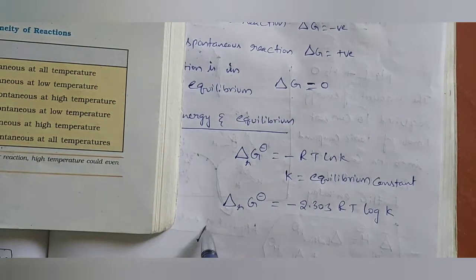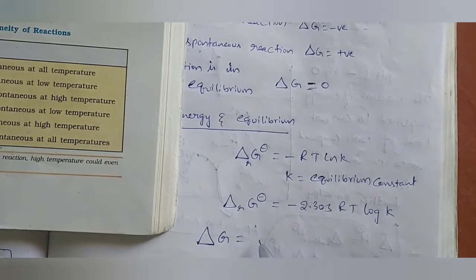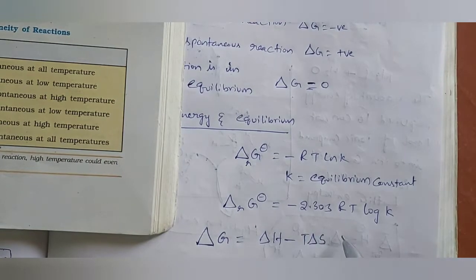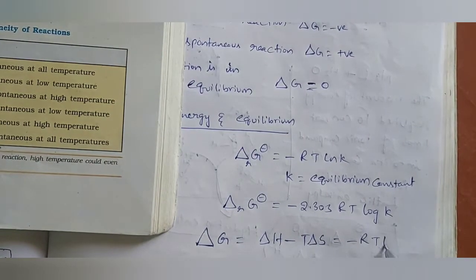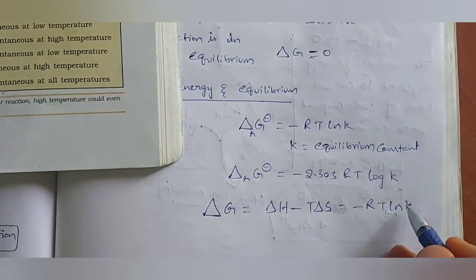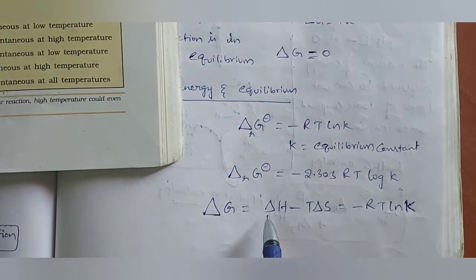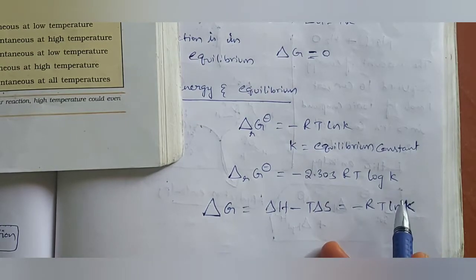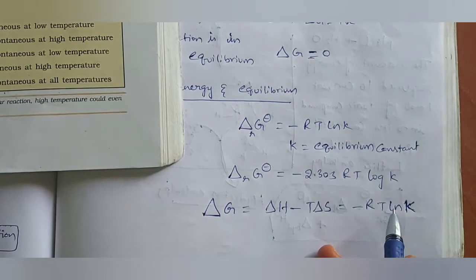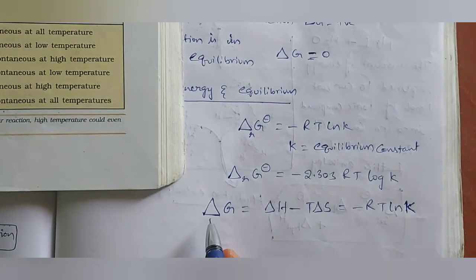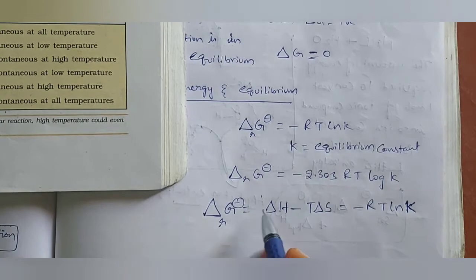Okay, so finally delta G is equal to delta H minus T delta S, which is equal to minus RT ln K. These are the formulae relating Gibbs free energy with enthalpy and entropy, which is going to relate with the equilibrium constant also, because for an equilibrium process delta G is equal to 0, but standard Gibbs free energy is not equal to 0.